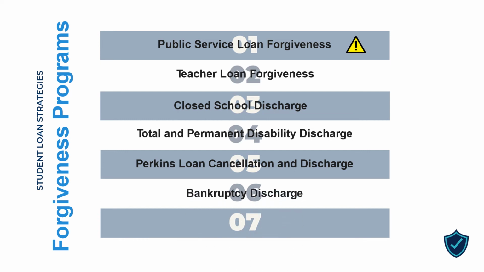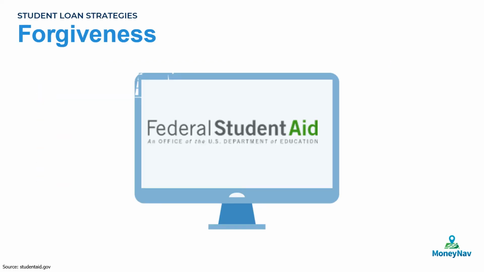Finally, many student loans, both federal and private, are forgiven in the event of death. Be sure to check with your lender about this. You can find more information about forgiveness and discharge programs on the Federal Student Aid website, studentaid.gov.